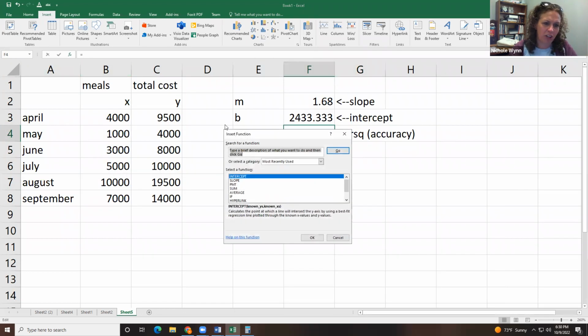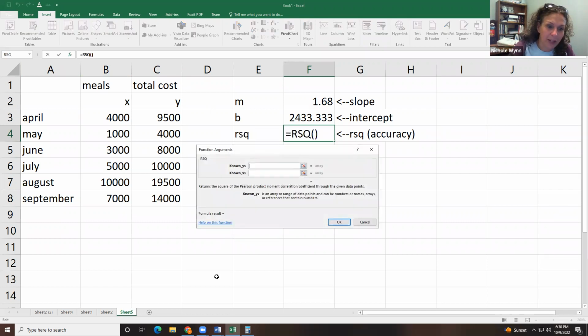I'm going to insert a function and look for RSQ, and it brings it up. And it says, I'm going to close my eyes, returns the square of the Pearson product moment correlation coefficient across the given data points. What a weird thing for me to memorize. That was close. I don't know why I know that. I think I've just read it out loud enough times that it has kind of stuck with me. But all it really is doing is showing you the accuracy of your line.